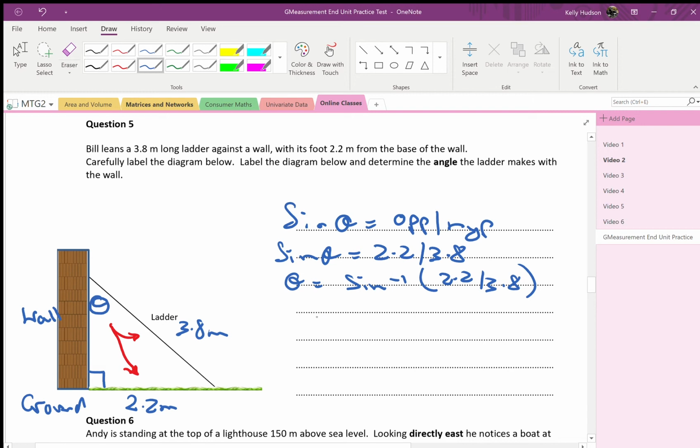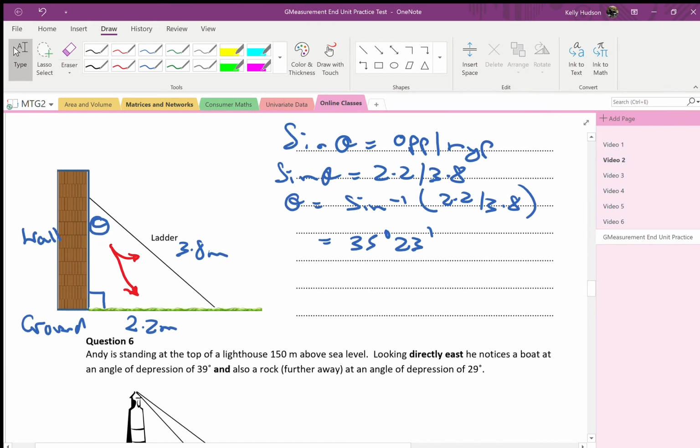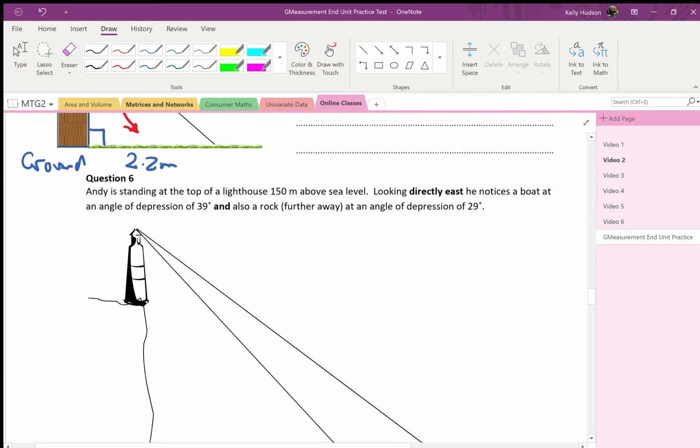Put that in my calculator. I end up with 35 degrees and 23 minutes, or 35 point something degrees as your answer. So that's pretty easy. It's just the same as the questions above. It's just a diagram we have to work it out from.